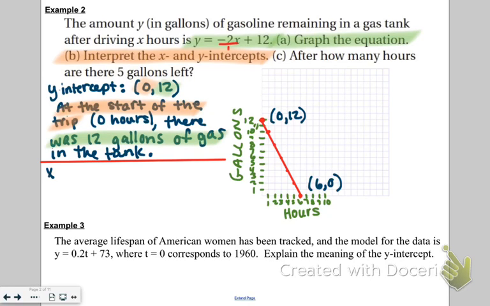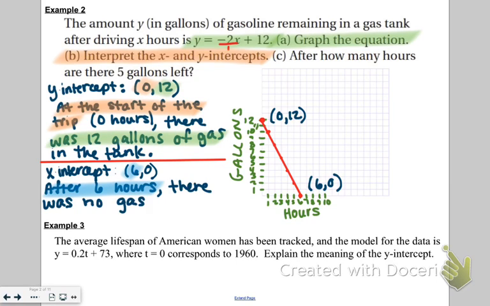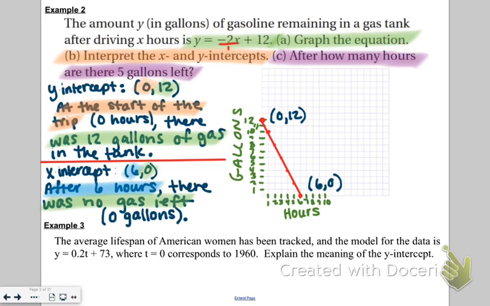Now let's move on to the x-intercept. That's 6, 0. The 6 represents the number of hours. So after 6 hours, again, that's the x value. Now let's talk about the y value. 0 represents the number of gallons. So there's no gas left, 0 gallons. Part C, after how many hours are there 5 gallons left?